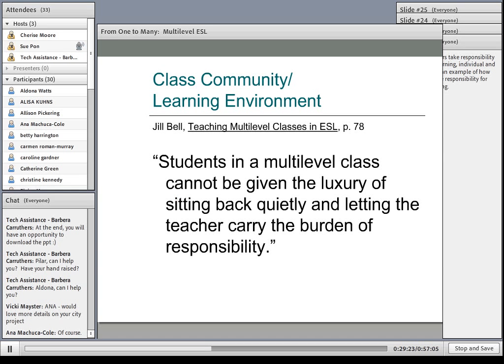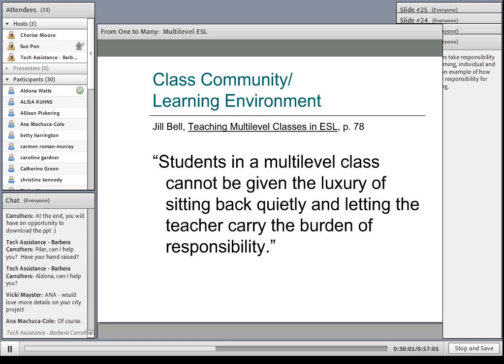Let's talk now about our students. And this is from Jill Bell. Students in a multi-level class cannot be given the luxury of sitting back quietly and letting the teacher carry the burden of responsibility. She goes on to say, new behaviors will be demanded of them. They will be asked to get up out of their chairs and work at different stations. They will be asked to work with students of different abilities. They will be asked to perform tasks that can only be completed with an exchange of information. And they'll be asked to solve problems.